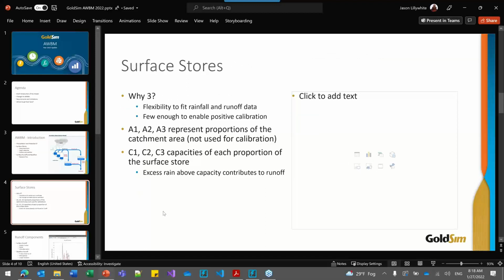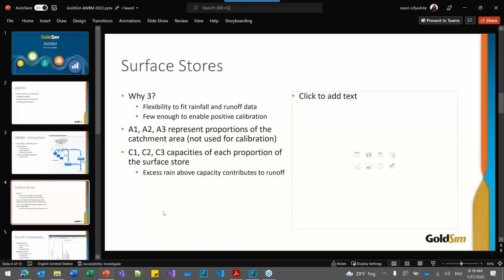So again, why are there three surface stores? It was really just found that this provides the highest amount of flexibility to fit the rainfall and runoff data for doing calibration. Using less than three made it more difficult to make the model robust, but more than three made it difficult to provide calibration. So that's why there are three.